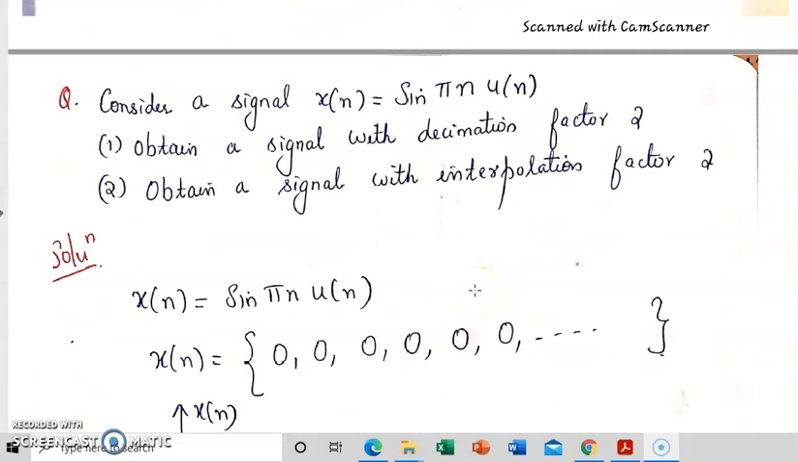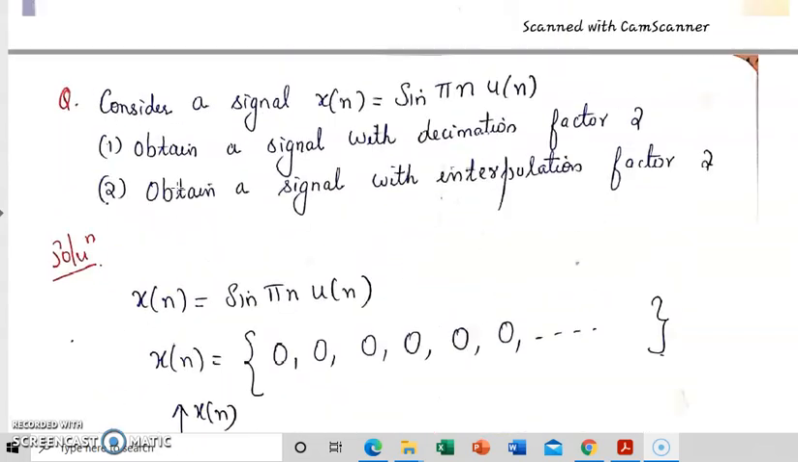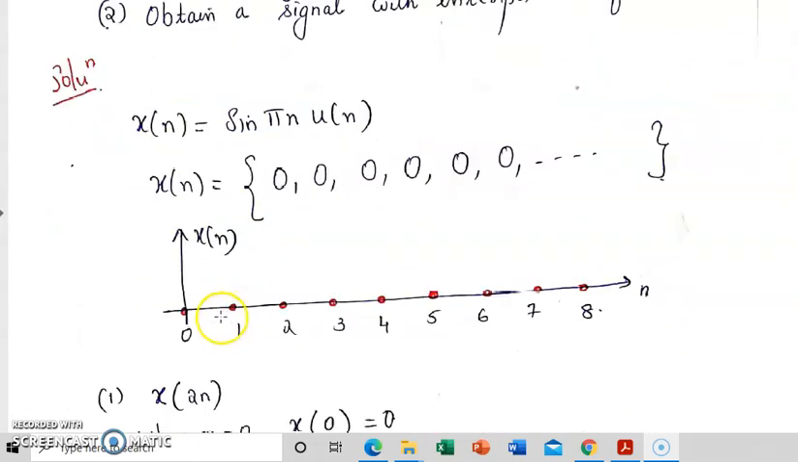Another example, consider a signal x of n equal to sine pi n u of n. Obtain a signal with decimation factor 2, and the second part is obtain a signal with interpolation factor 2. So our x of n is equal to sine pi n u of n. Now substituting different values of n, because for integer values sine pi is equal to 0, x of n will be all zeros. So this is the input signal.